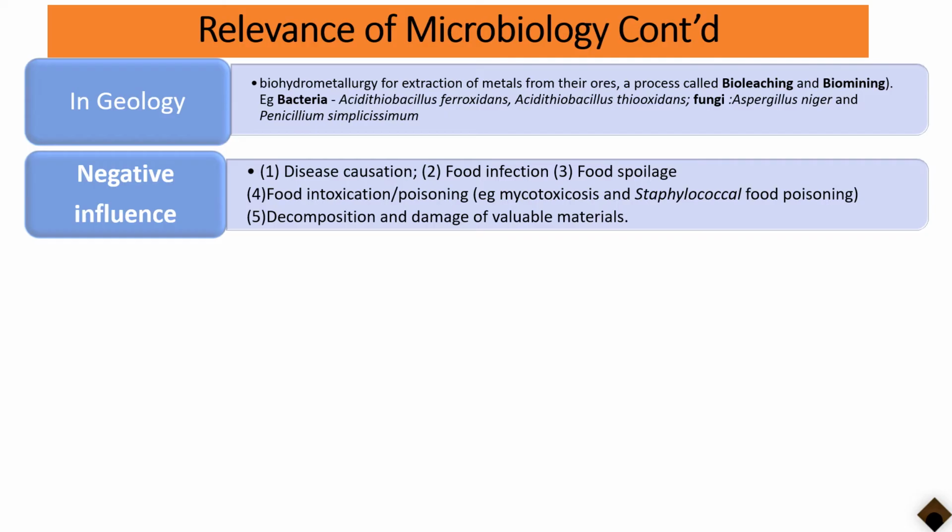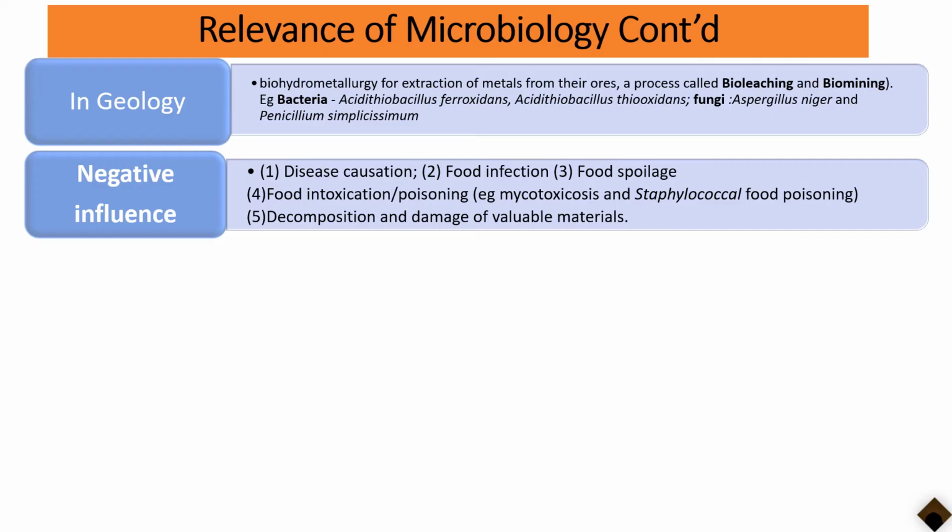microorganisms cause food infection. Food infection is another negative effect of microorganisms which makes food unsuitable for eating. In addition to food infection, some microorganisms cause food spoilage. They spoil the food completely. For example, several agricultural products such as vegetables, cereals, as well as processed foods are being spoiled by microorganisms through the process of fermentation, rancidity, or putrefaction.